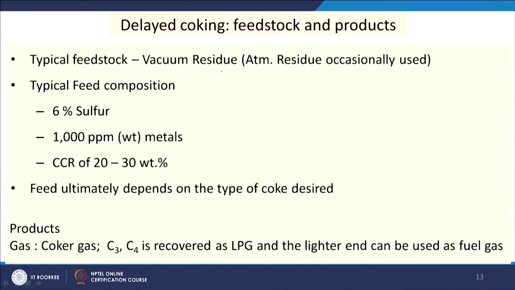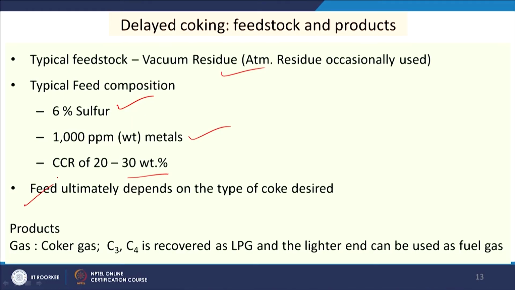And we see what the typical feedstock is for delayed coking. For delayed coking, the typical feedstock is vacuum residue. Atmospheric residue can also be used in some cases. A typical feed composition contains 6% sulfur, 1000 ppm metals and CCR of 20 to 30%. CCR is the Conradson carbon residue; the higher the CCR value, obviously we will get more coke. And what type of feed we use will influence the product quality.